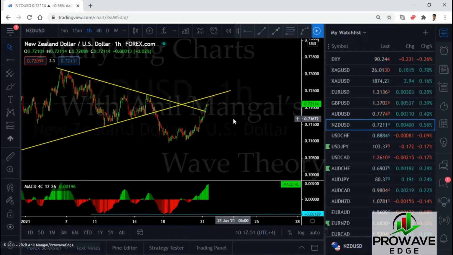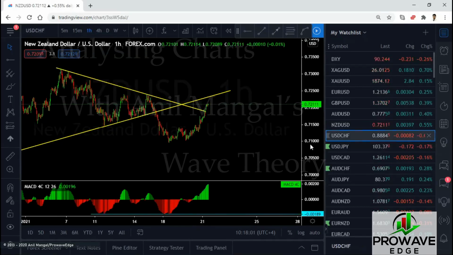So New Zealand higher, Aussie higher, Euro higher. Pound we're staying away from because we don't have the right setup for the traders yet. It could go. I'm not saying it's not going to go. I'm just saying we don't have a trade setup in it.